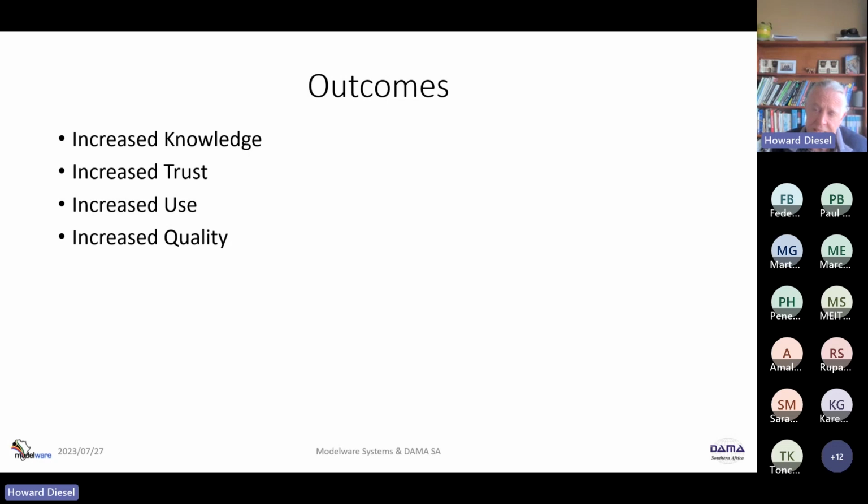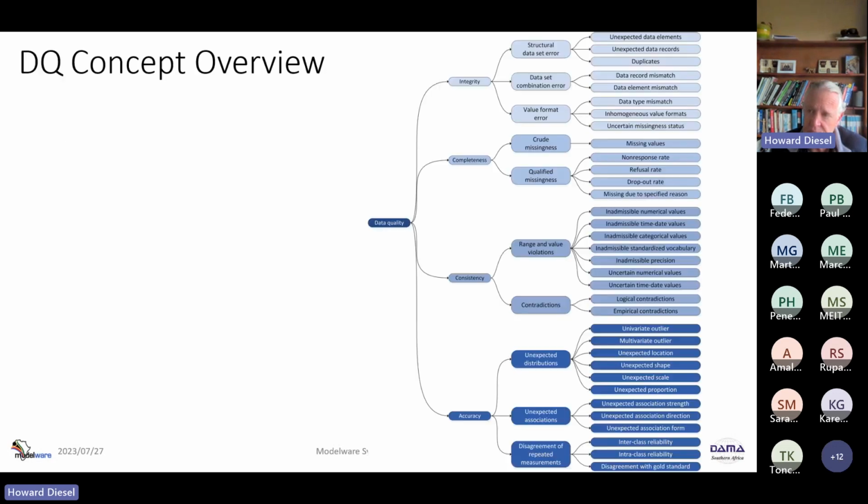Increase knowledge, better understanding of the time series and the data, increase trust, more usage. So they measure what data sets are being used, very much like an open data platform. And then, of course, increased quality. Those are the core outcomes that they've set. Okay, now these are their dimensions.